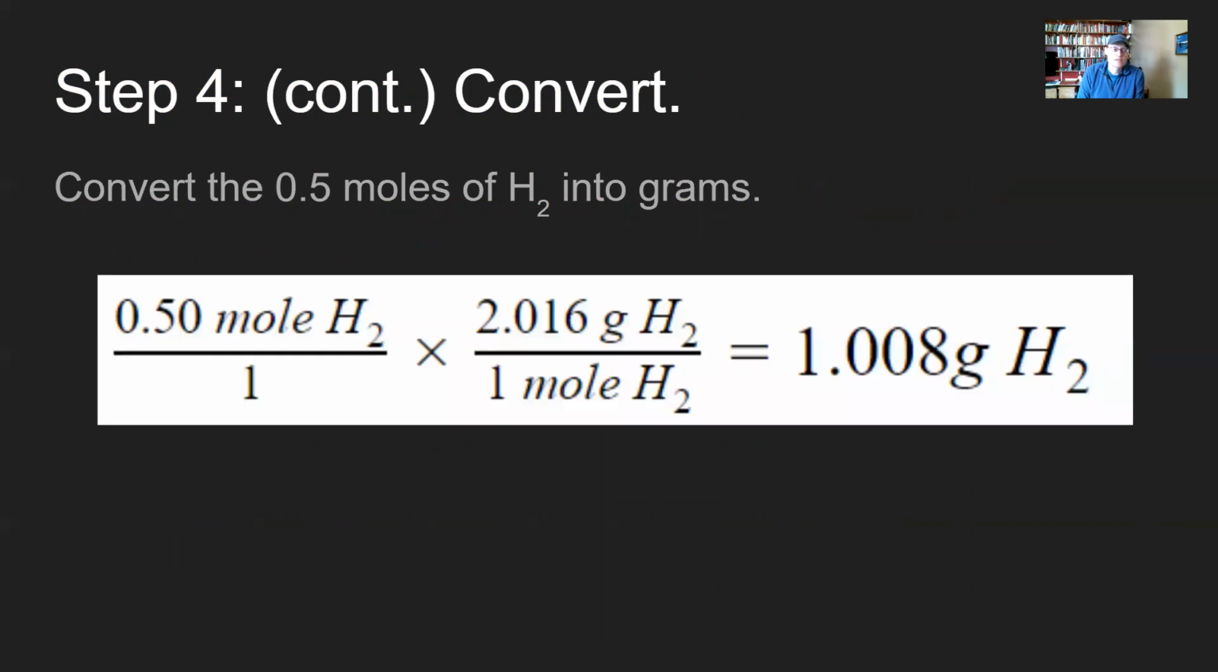So you'll notice that we take the 0.5, the molar mass for hydrogen ends up being 2.016 grams of hydrogen, which gives us just about 1 gram of hydrogen gas. So now we've actually solved the problem.